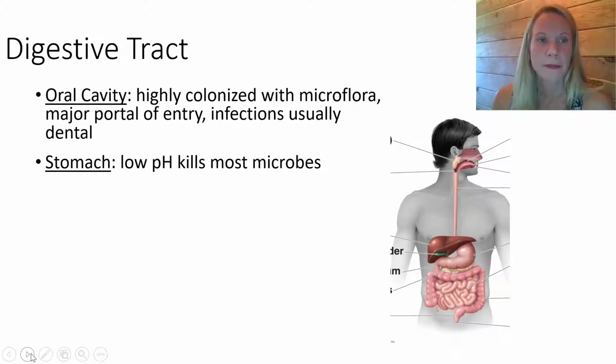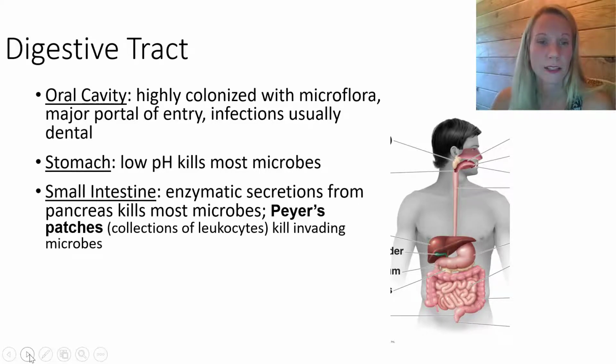Venturing then from the mouth down into the stomach, we've talked before that the stomach acid acts as a chemical defense, part of the first line of defense of the immune system. And for the most part, it kills just about all microbes with some exceptions.